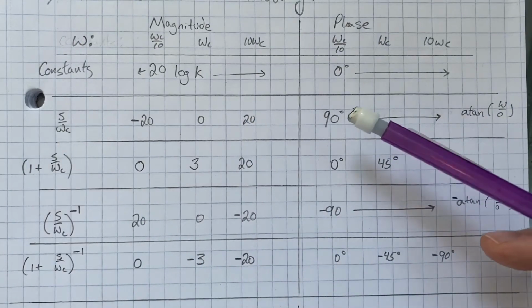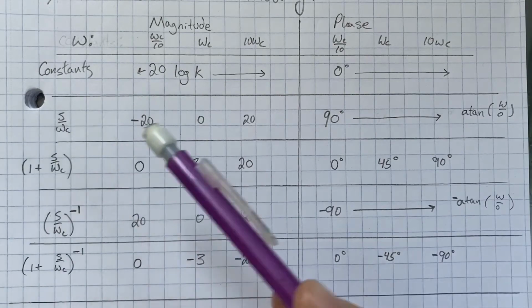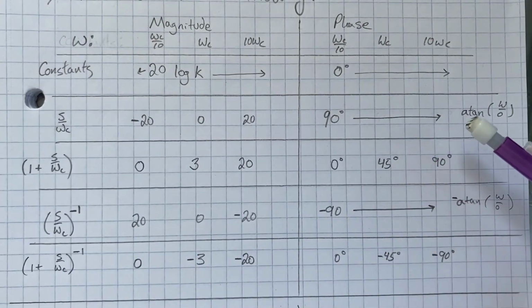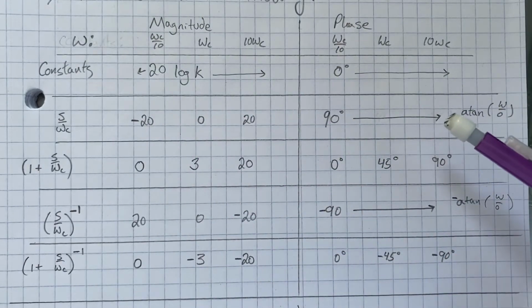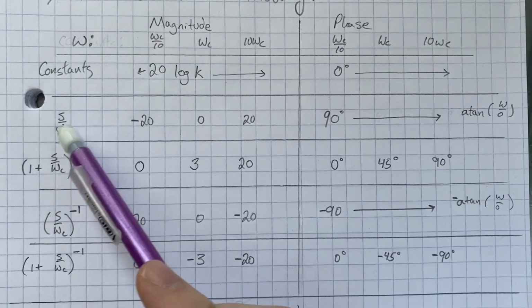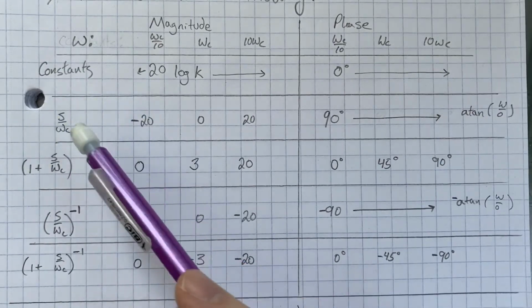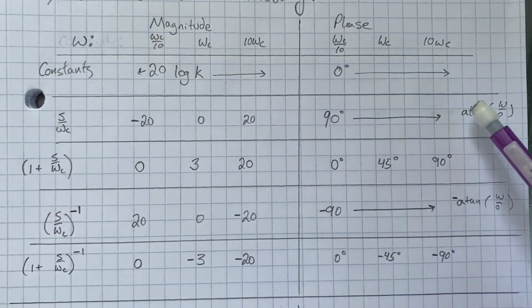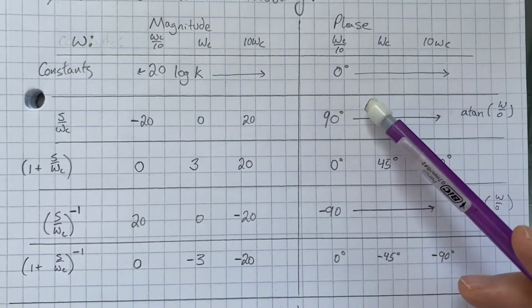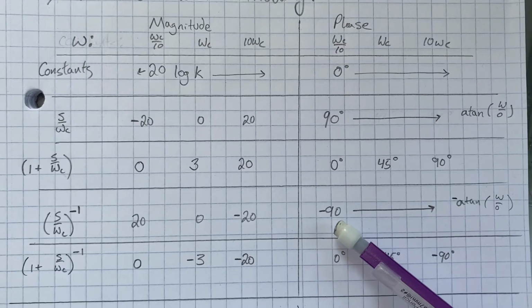I'll just say the phase here, for the s over a constant, it's because we know that the phase is arctangent of the imaginary over the real. And if there's no real term here, it's just an imaginary term. Unlike here, where the real term is 1, that just goes to infinity. So the arctangent of infinity is 90. Arctangent of minus infinity is minus 90.